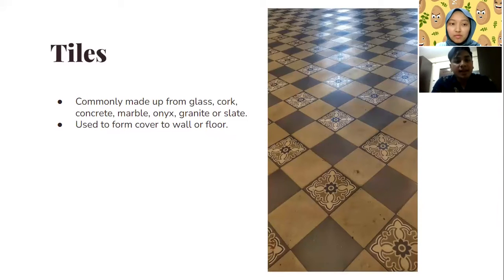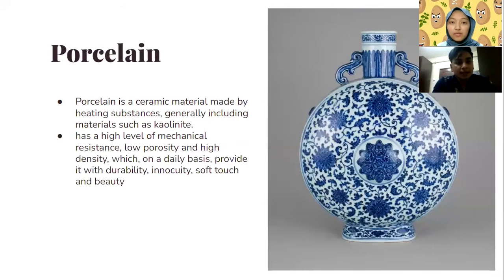So this one is tiles, another example. Tile is commonly made up from glass, cork, concrete, marble, onyx, granite, or slate. And usually, tile is used to form a cover for wall or floor. So nowadays we can see there are various types of tile with a lot of designs. So I think that is pretty common for us. Next. So I think the last one is porcelain.